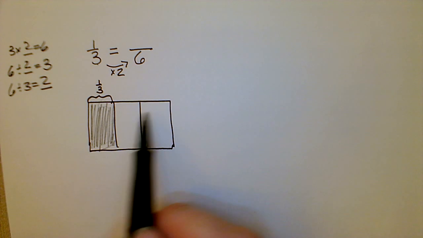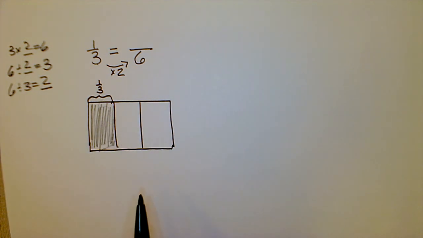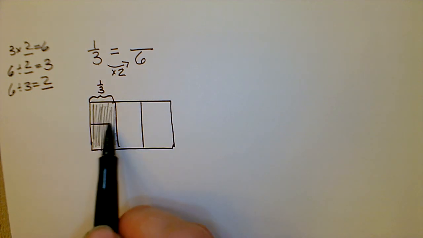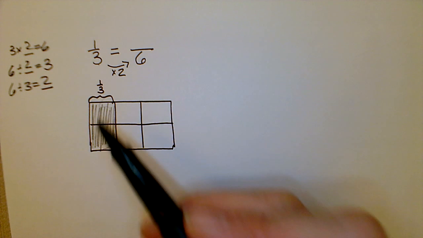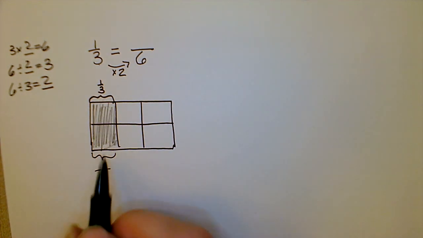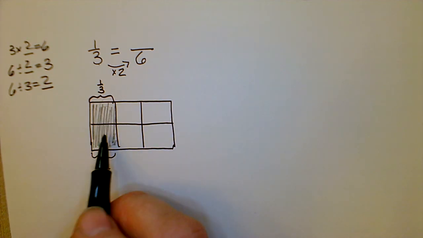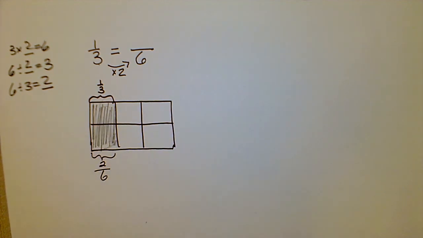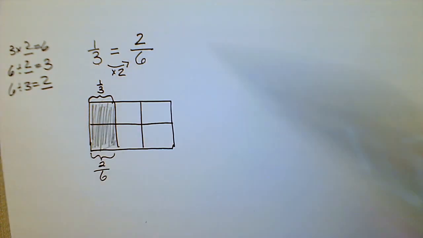And so then what we did was we knew that we had to split each of these units into 2 pieces. And you do that, if you want to split it into 2 pieces, you're going to split it 1 time. If I want to split it into 4 pieces, I'd split it 3 times. And now I have 2 pieces, and this right here represents a denominator of 1, 2, 3, 4, 5, 6, and a numerator of 1, 2. And so now we know that 1/3 is equal to 2/6.